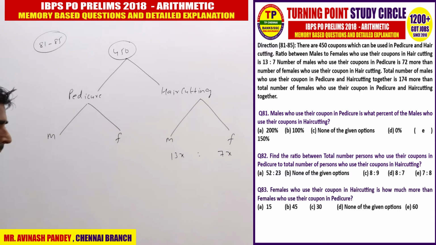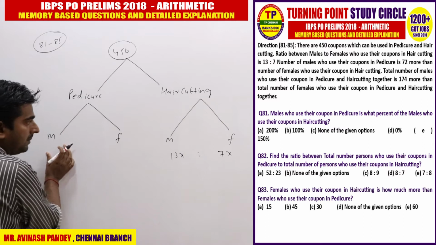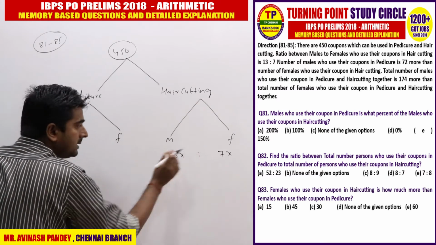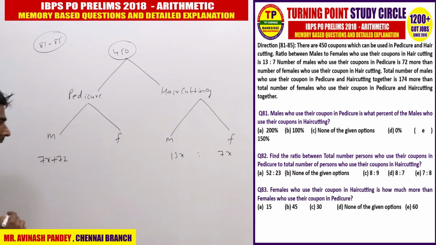Then they are telling that the number of males who use their coupon in pedicure is 72 more than the number of females who use their coupon in hair cutting, right? So the number of males in pedicure is something, and the number of females in hair cutting is 7x. So this part will be how much? 7x plus 72, right? Then they are telling that the total number of males who use their coupon in pedicure and hair cutting together is 174 more than the total number of females who use their coupon in pedicure and hair cutting together, right?